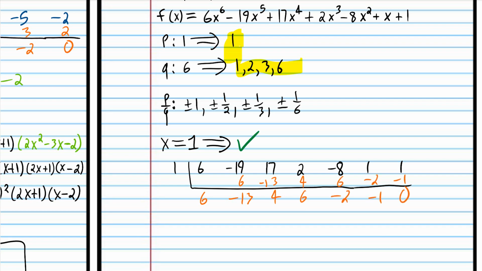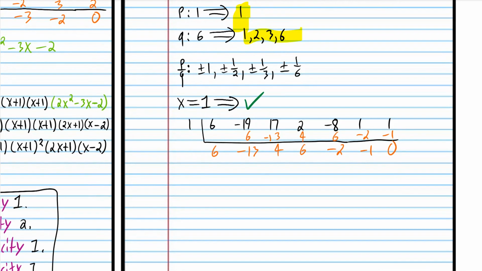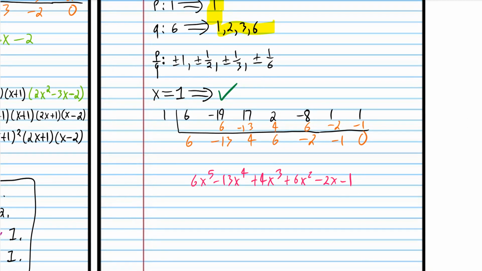And the remainder is 0, so that's a good sign. So we have the depressed polynomial 6x to the 5th minus 13x to the 4th plus 4x cubed plus 6x squared minus 2x minus 1. So obviously we get those numbers from there.